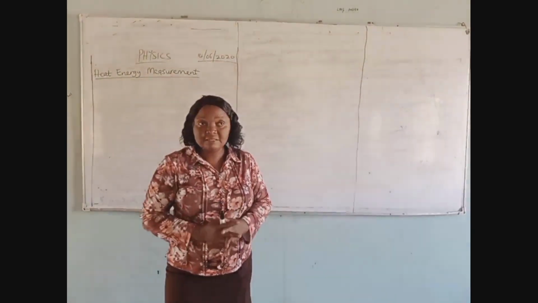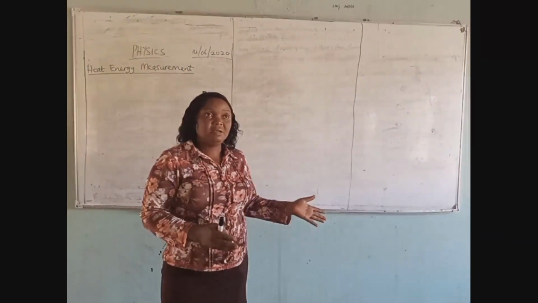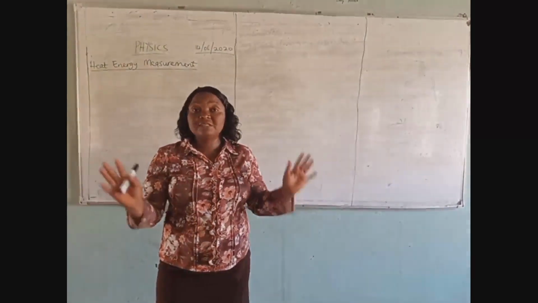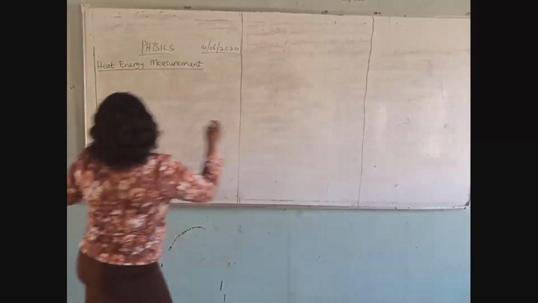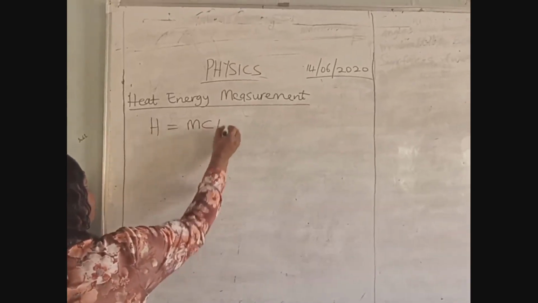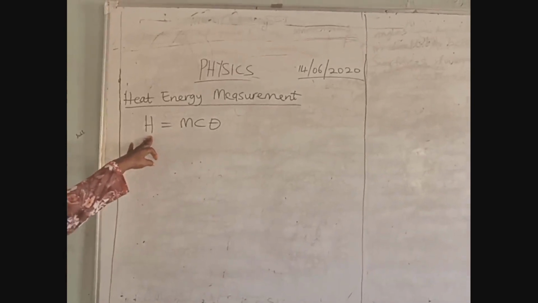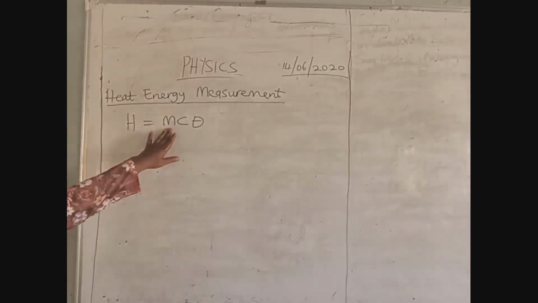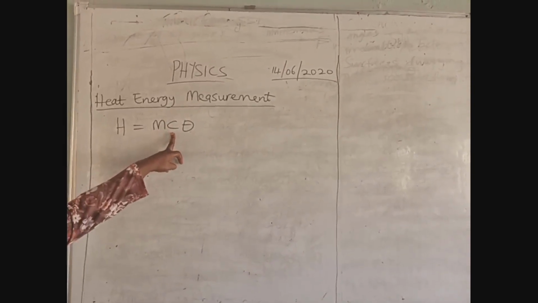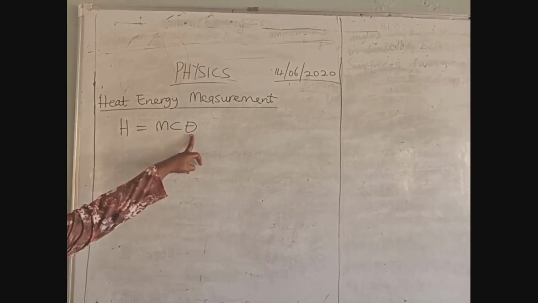Specific heat capacity can be calculated using the method of mixtures. And generally, the formula that can be used to calculate specific heat capacity is given as H = MCθ, where H stands for quantity of heat, M stands for mass of the substance, C stands for specific heat capacity, and θ stands for temperature change.